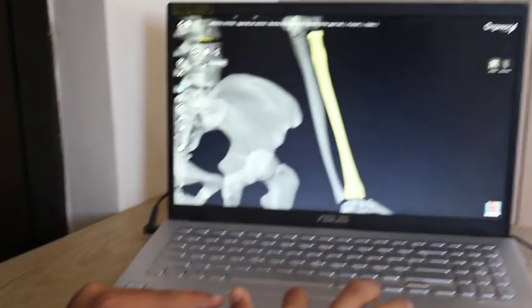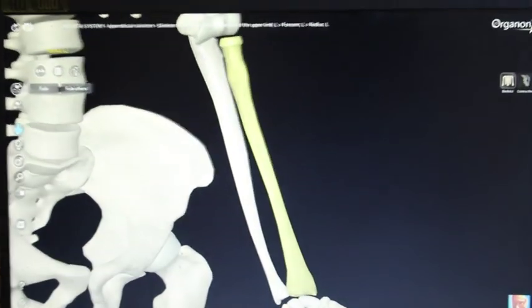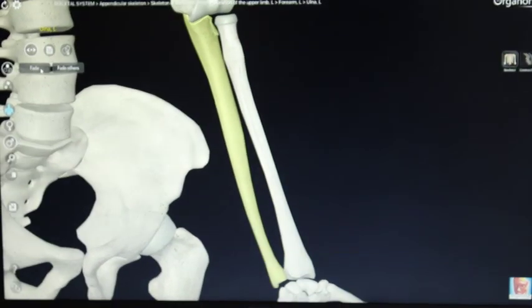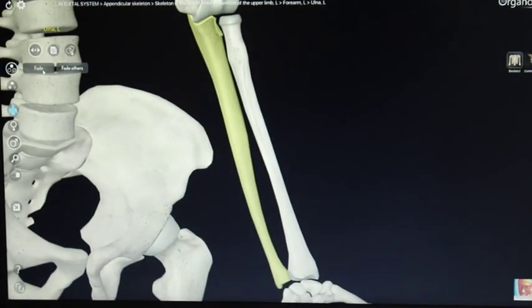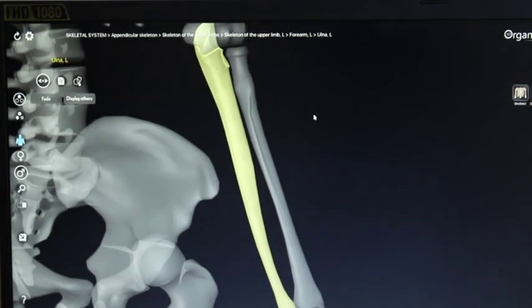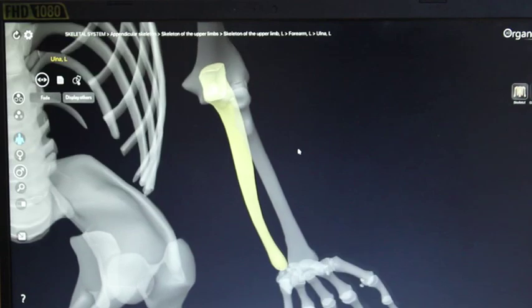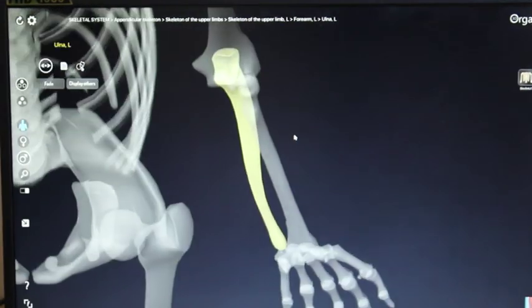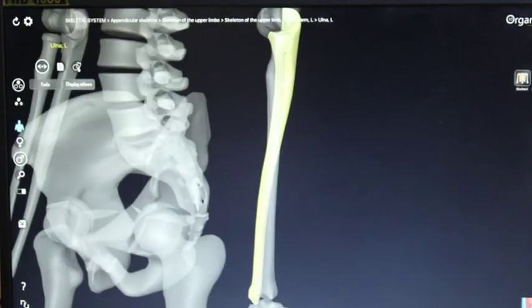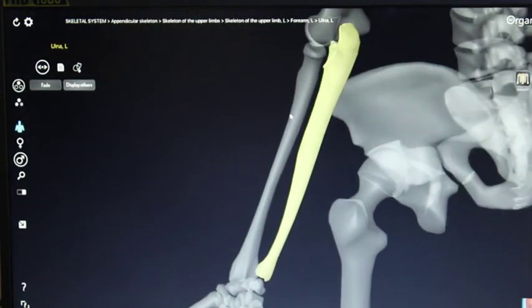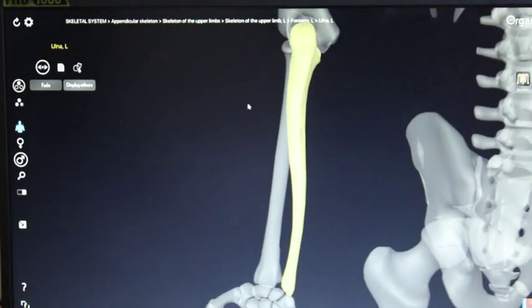So while talking about the ulna, we can choose the ulna separately and fade the others. So the ulna is joining inside with its olecranon process attached to the humerus, as seen over here. This section is to be studied very perfectly. The ulna is seen covering the radius.